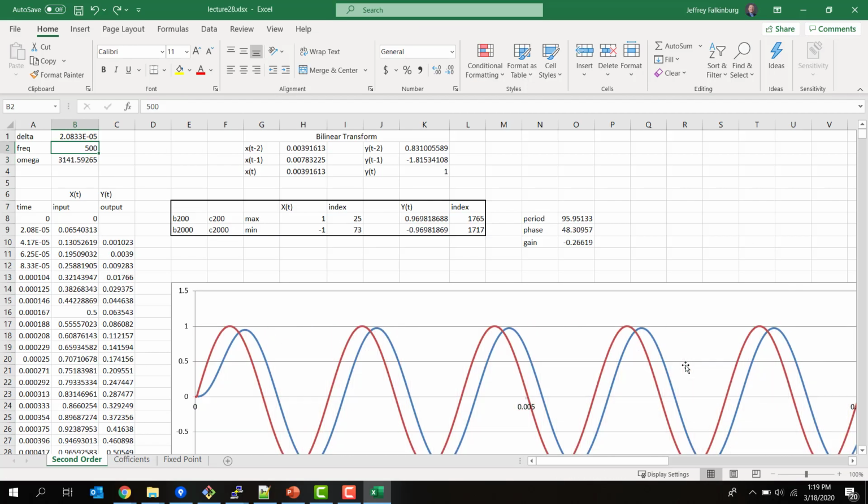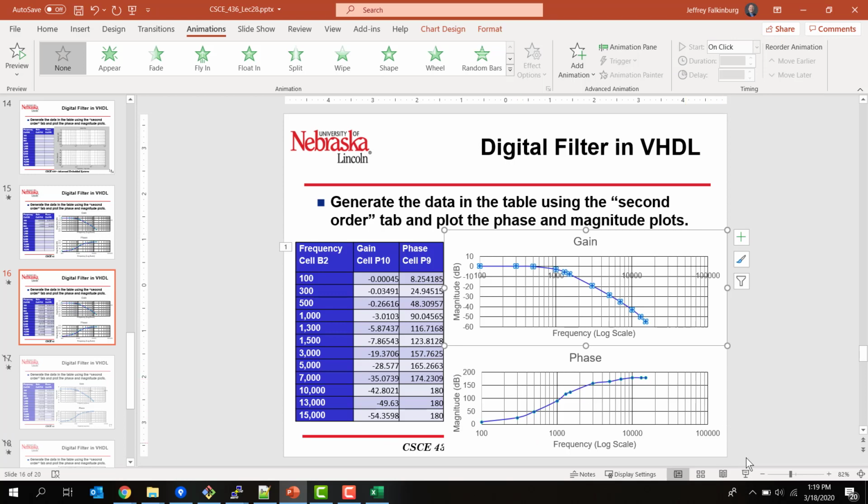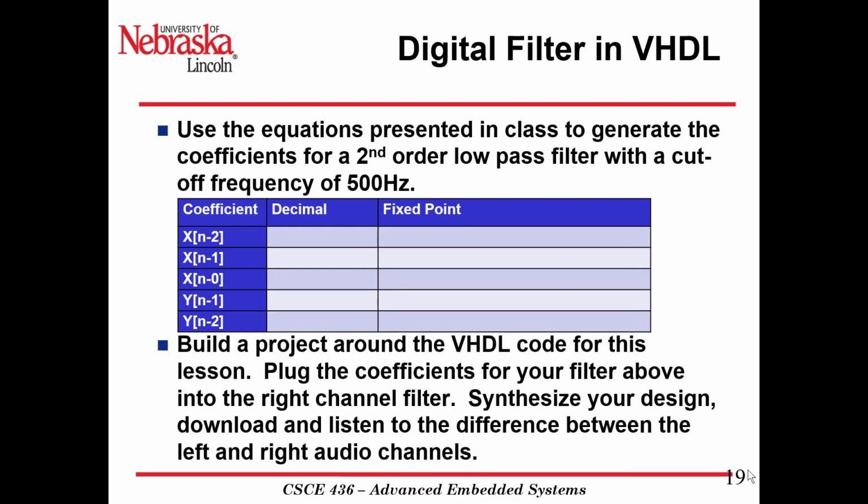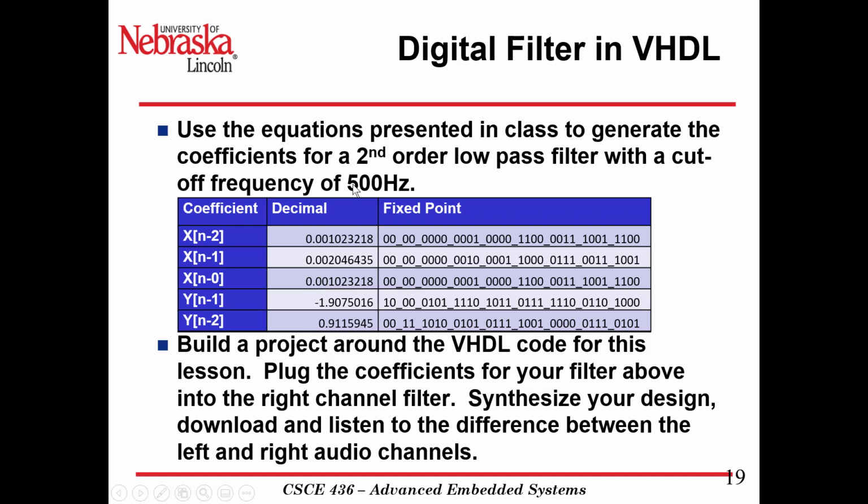So, given that, go through and make sure you understand how those work. Then we're going to go through and actually create, we're generating the coefficients for a 500 hertz signal.